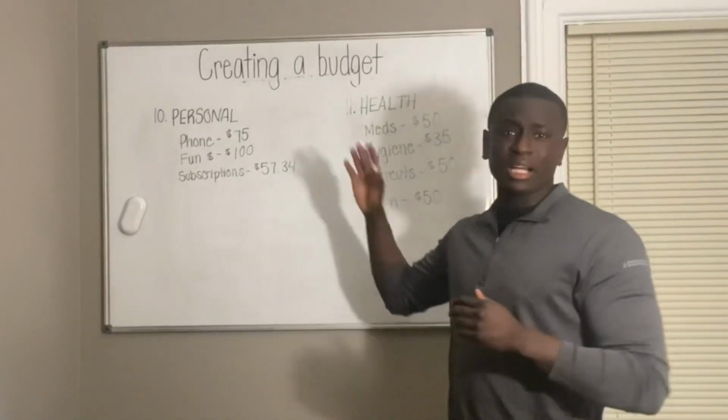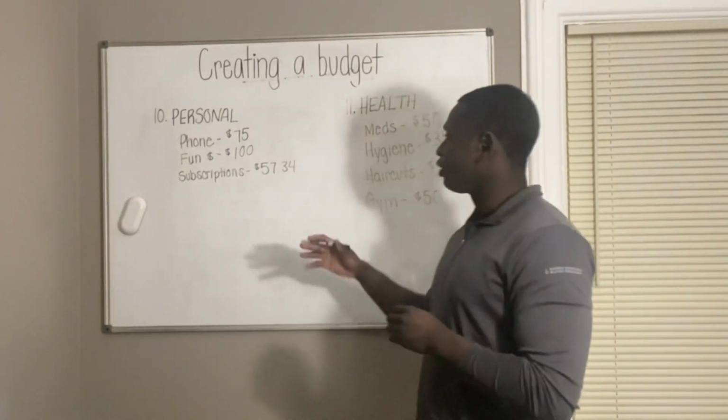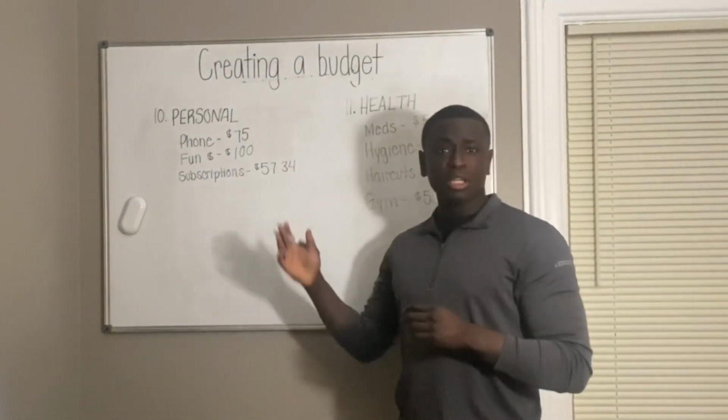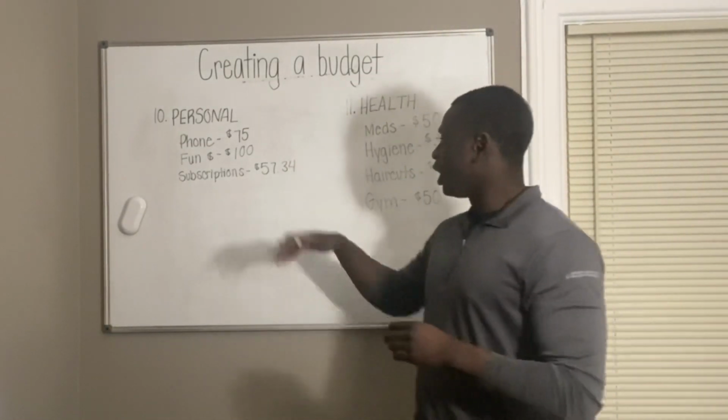Category 10 is going to be dedicated towards your personal items. So you're going to have your phone bill, your fun money, because we all like to get jiggy at times, and your subscriptions.